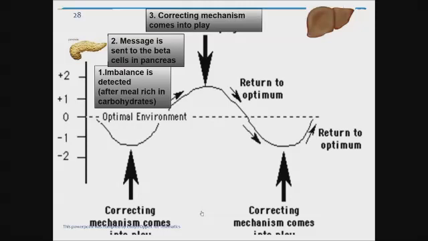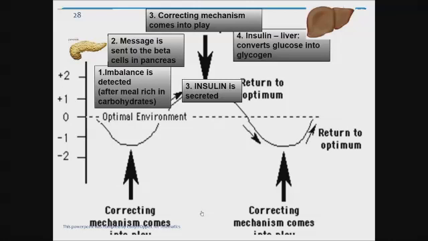And the beta cells must now secrete insulin, and that is the hormone. Insulin is secreted, and what does insulin do? It goes to the liver and to your muscle cells, and it converts all that excess glucose into glycogen and stores it in your liver and your muscle cells. And that is how blood sugar is removed and it returns back to normal.